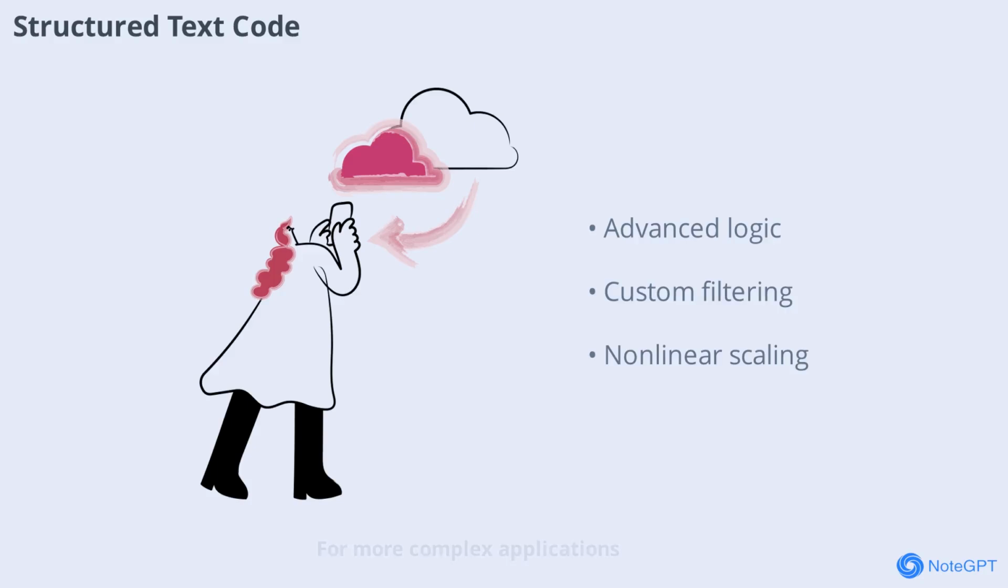For more complex applications, scaling can be implemented in structured text (ST) code. This allows for advanced logic such as custom filtering or nonlinear scaling, tailored to specific process requirements.